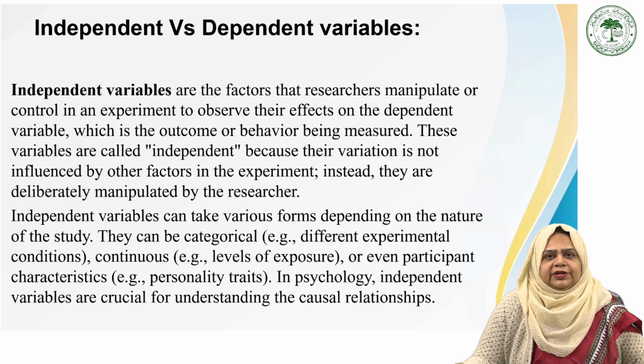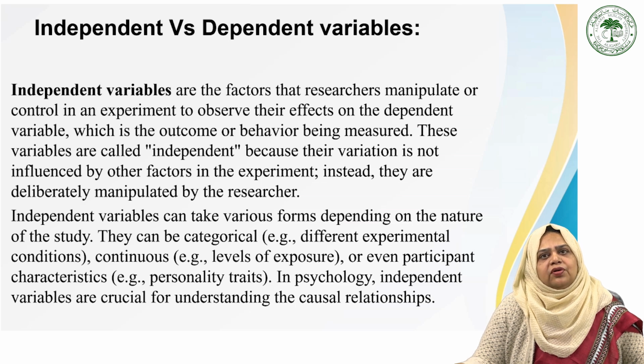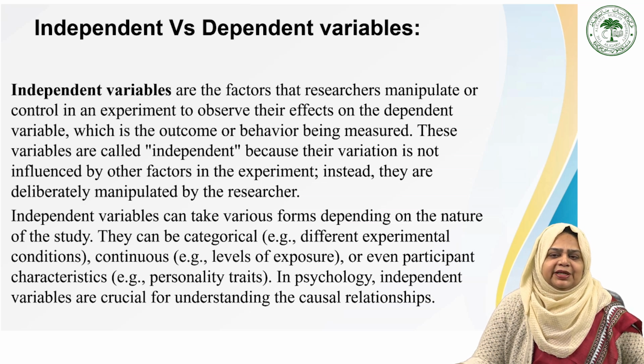There are two types of variables in any experimental setting, and these are independent and dependent ones. Independent variables are the things that scientists change or control in an experiment to see how they affect the outcome, which is called the dependent variable. These independent variables are independent because they are not influenced by anything else in the experiment. Instead, the scientist purposely changes them.